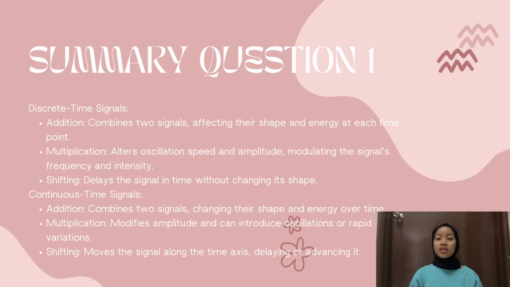Conclusion for discrete time signals. For addition, it combines two signals, affecting their shape and energy at each time point. For multiplication, it alters oscillation speed and amplitude, modulating the signal frequency and intensity. For shifting, it delays the signal in time without changing its shape.